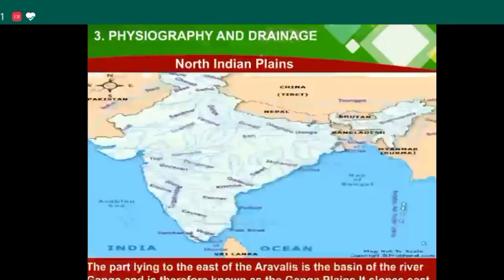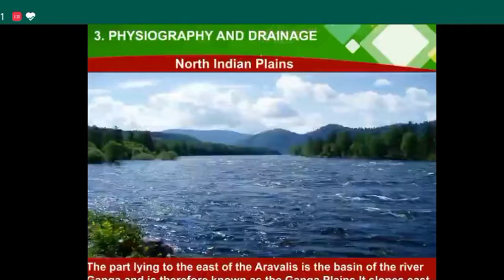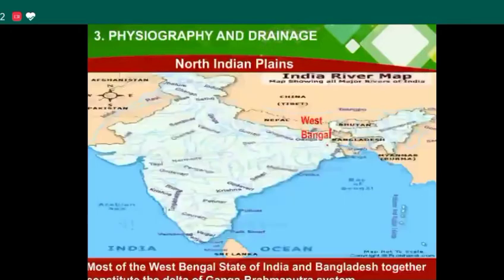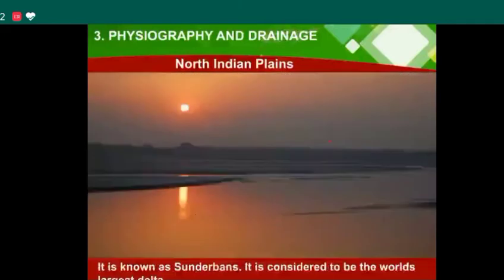The part lying to the east of the Aravalli is the basin of the river Ganga and is therefore known as the Ganga Plains. It slopes eastward. Most of the West Bengal state of India and Bangladesh together constitute the delta of the Ganga and Brahmaputra system. It is known as Sundarbans. It is considered to be the world's largest delta.